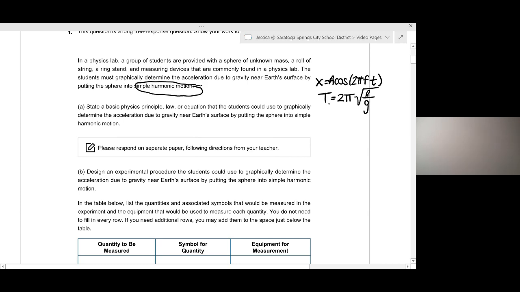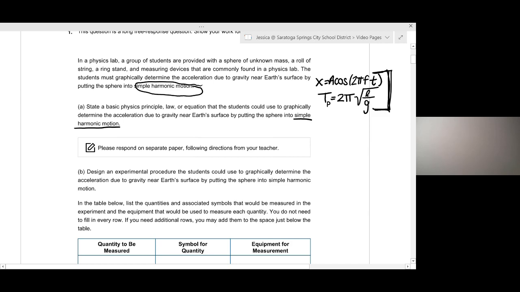On the reference table, there are two period equations. So the one with the pendulum is labeled as TP. Okay. We also might get into some conservation of energy stuff, maybe some force stuff. So we need to state a basic physics principle, law, or equation that a student could use to graphically determine the acceleration due to gravity near the Earth's surface by putting the sphere into simple harmonic motion. Now, because they explicitly mention simple harmonic motion, we're probably going to want to use one of these two equations.